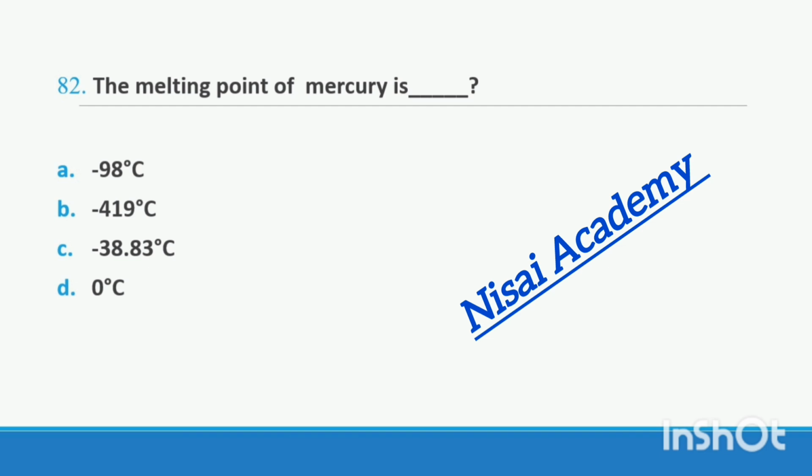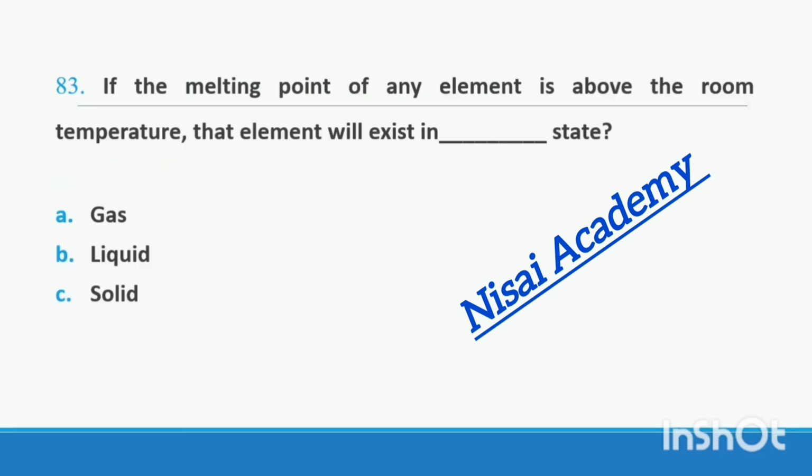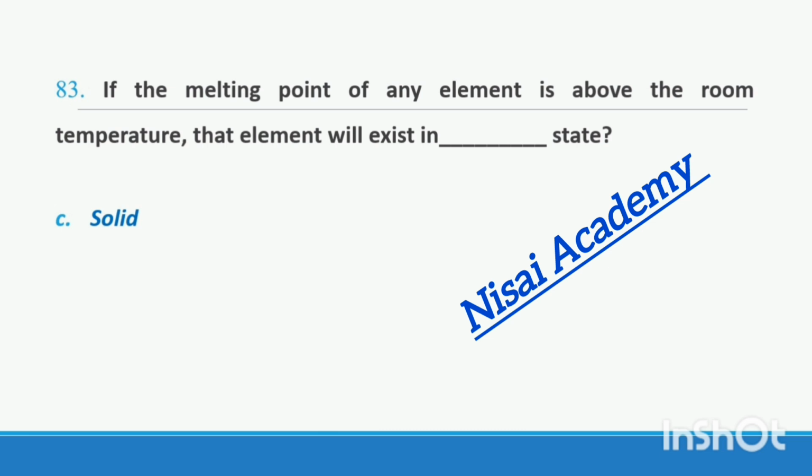Question 82. The melting point of mercury is option A minus 98 Celsius, option B minus 419 Celsius, option C minus 38.83 Celsius, option D 0 Celsius. The melting point of mercury is minus 38.83 Celsius. Right option C. Question 83. If the melting point of any element is above room temperature, the element will exist in dash state. Option A gas state, option B liquid state, option C solid state. If the melting point of any element is above room temperature, the element will exist in a solid state. Right option C.